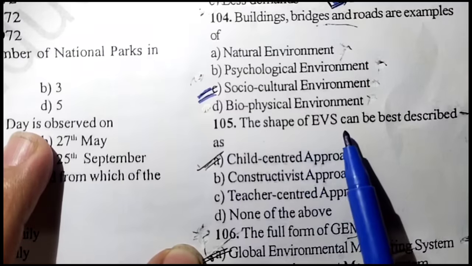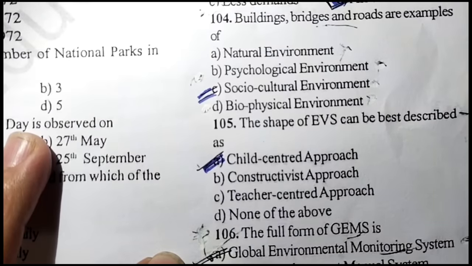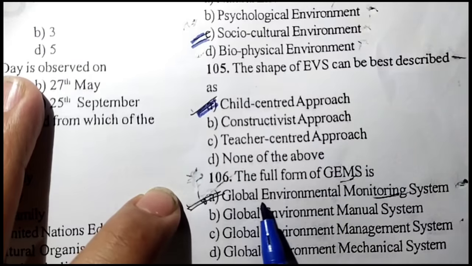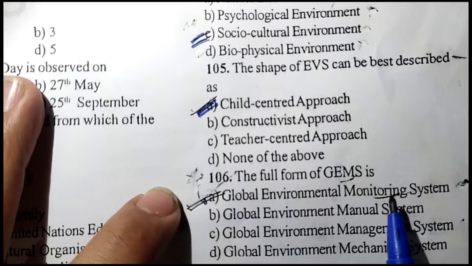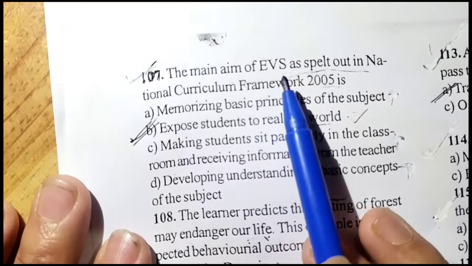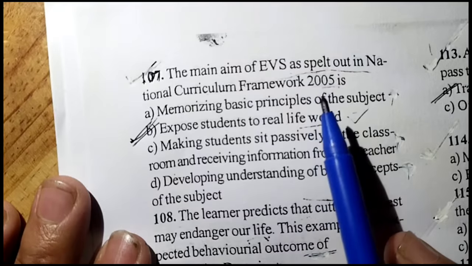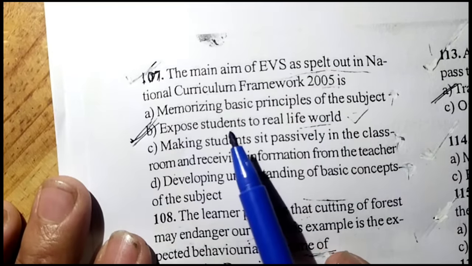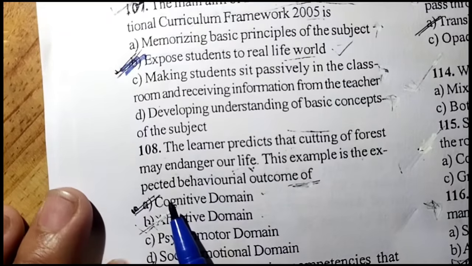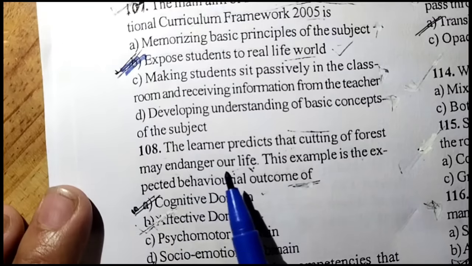The shape of EVS can be best described as a child-centered approach. The full form of GEMS is Global Environmental Monitoring System. The main aim of EVS as spelled out in the National Curriculum Framework 2005 is to expose students to the real-life world, option B. 108. The learner predicts that cutting a forest may endanger life.